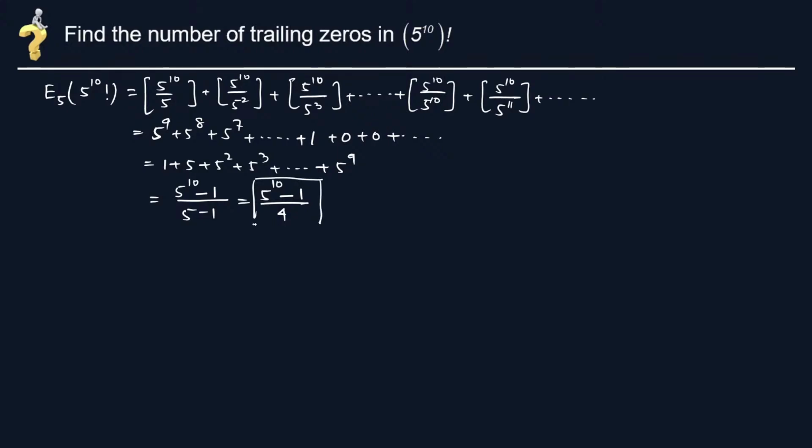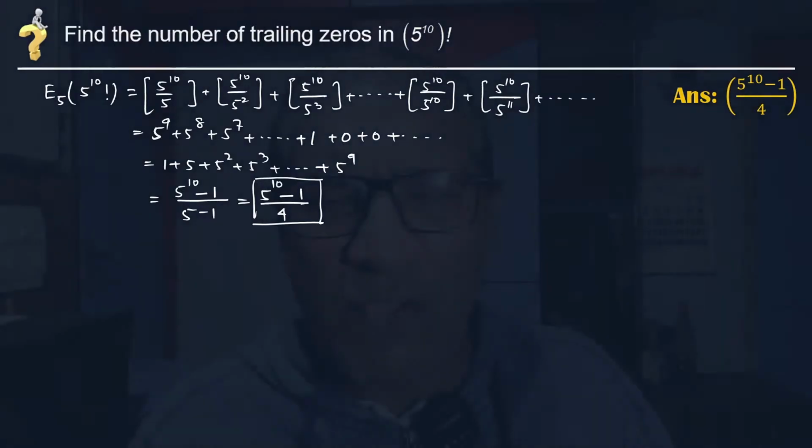So the number of trailing zeros, that is the number of zeros at the end of 5 to the power 10 factorial, will be nothing but (5 to the power 10 minus 1) divided by 4. And that's the answer. Is it clear to all of you? Have you understood this problem clearly? So now I hope you are comfortable enough to find out the number of trailing zeros at the end of any factorial given to you. Am I correct? Can I be confident about you all? Okay, let's go for the next problem.